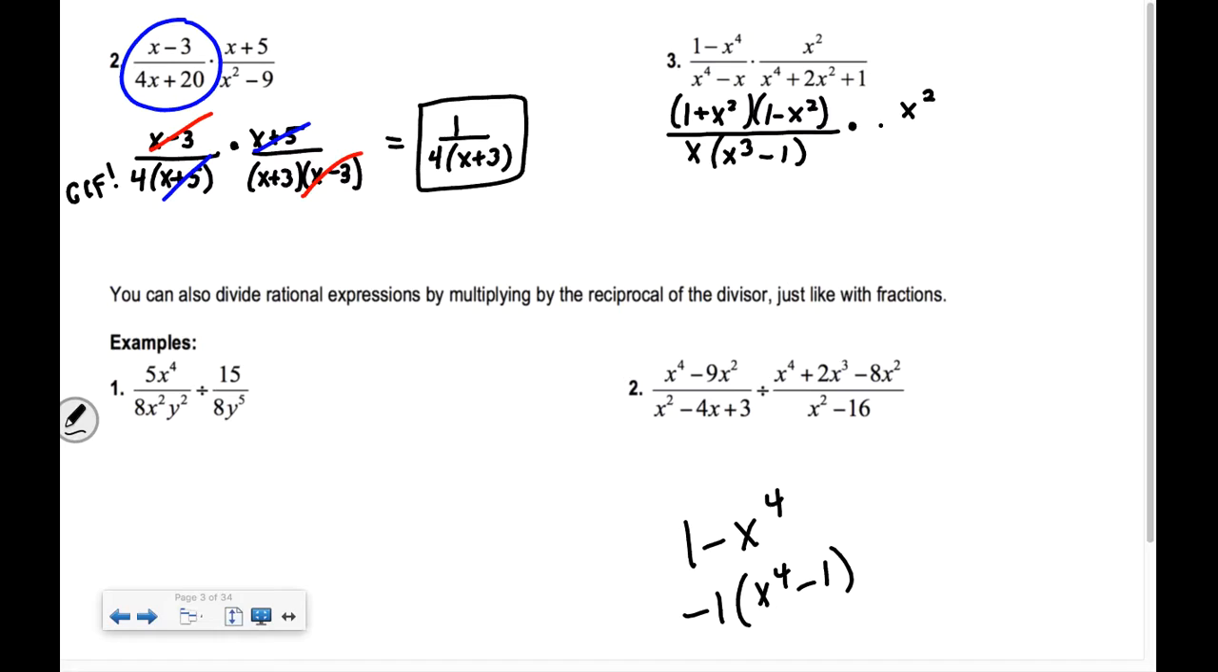And then I have x squared on top. And on the bottom, I have x to the 4th plus 2x squared plus 1. So that's going to factor into x squared plus 1 times x squared plus 1. Do you see how, if you FOIL it out, x squared times x squared makes x to the 4th? My outer and inner are 1x squared and 1x squared, which combine to 2x squared, and the 1 times 1 makes 1. So we're kind of getting there.